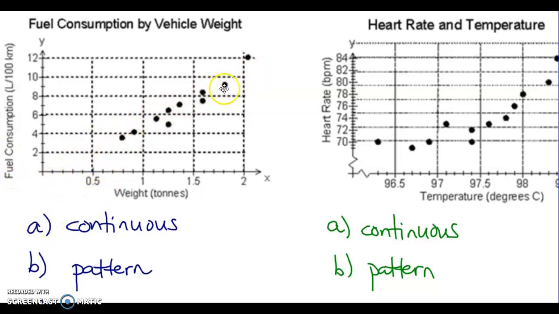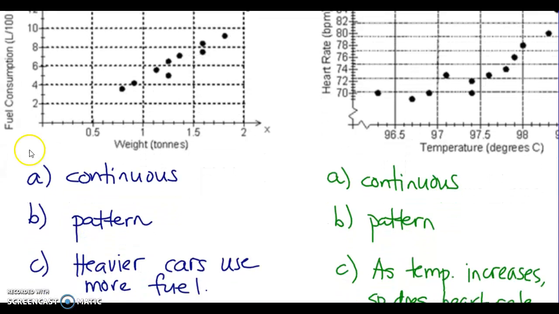Do I see a pattern? I clearly do see a pattern. I can see that my points are moving in this upward direction. So if I were to describe my pattern, I would say that x is increasing, y is increasing, which means that as weight increases, fuel consumption increases. So if I write that out in a sentence, I would say that the heavier the car, the more fuel it's going to use.